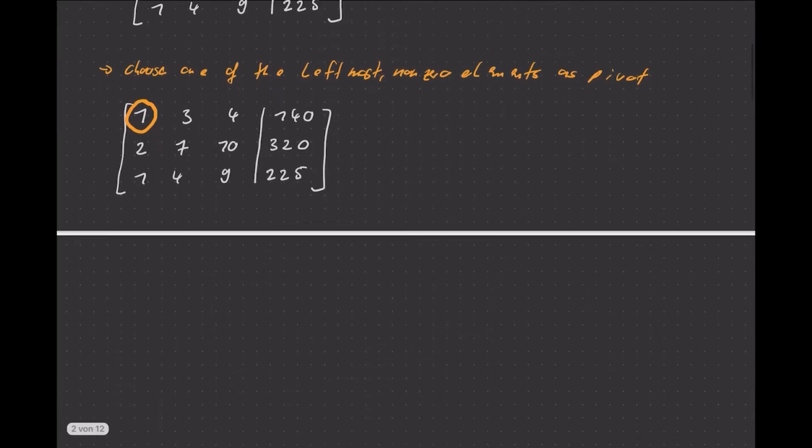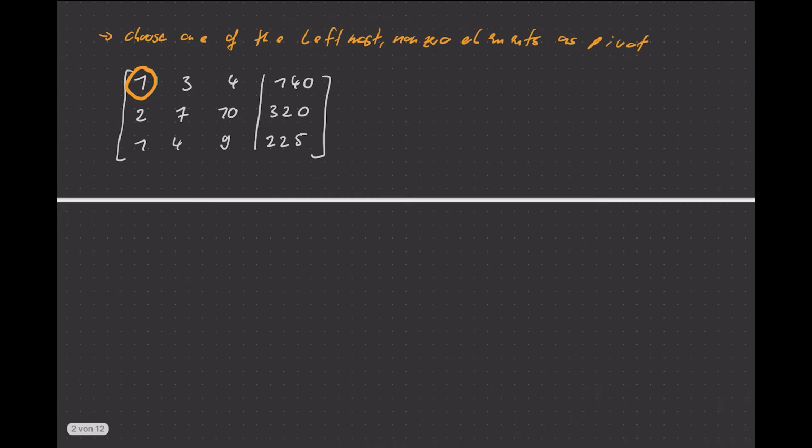So just have note of that. So this is already in row 1. That means no row exchanges are necessary. Nice. So the next step will be to turn the entries below that pivot to 0.